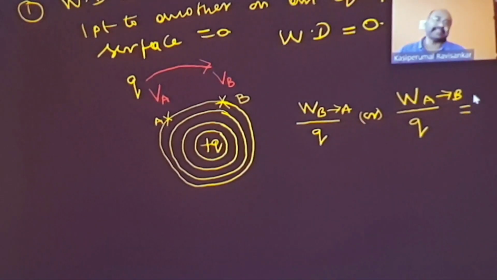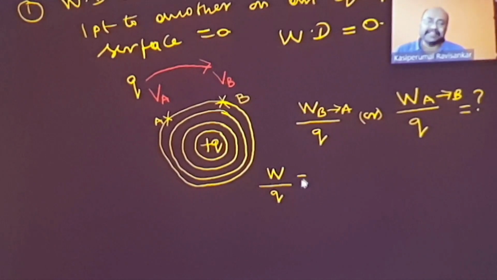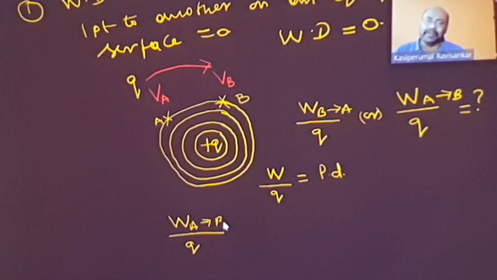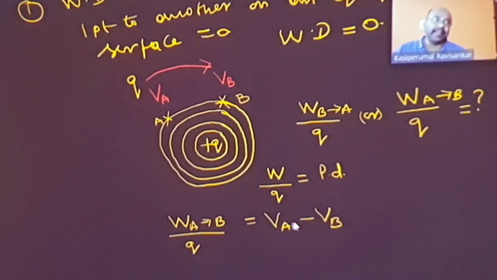What is this? We know that the work done in moving a unit charge is equal to the potential difference. So here the work done in moving a unit charge from point A to point B, or from point B to point A, is the difference in potential, VA minus VB. Since the 2 points are on an equipotential surface, the work done is equal to 0. This is the first property.